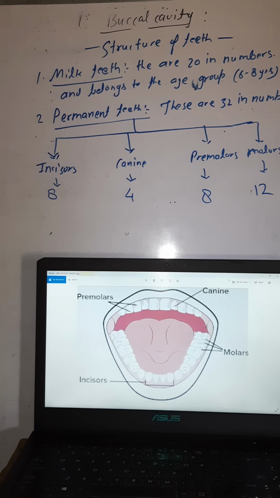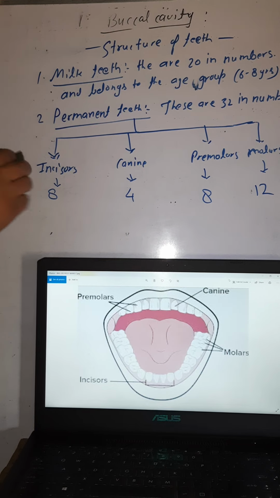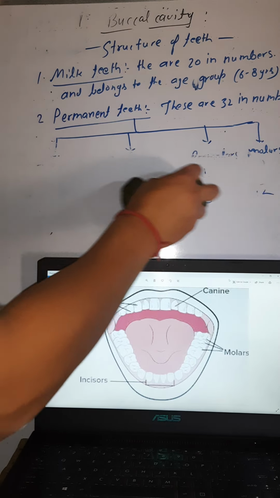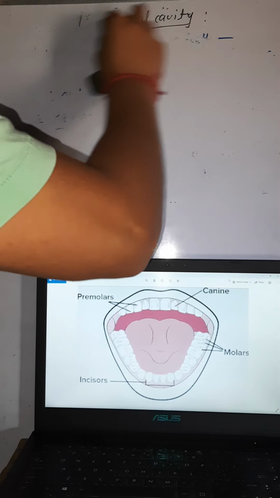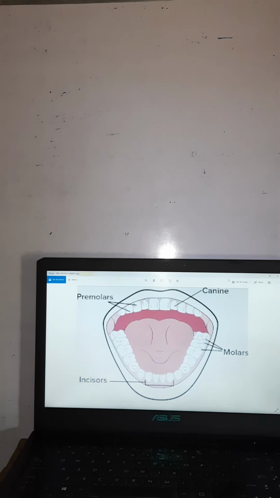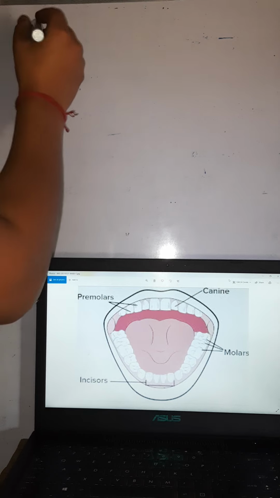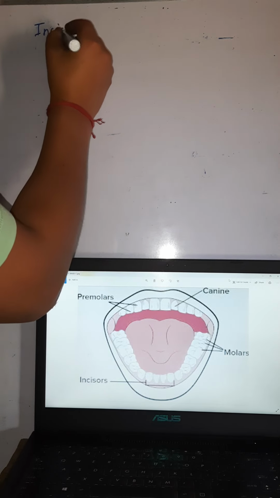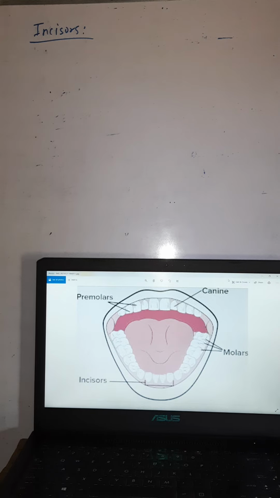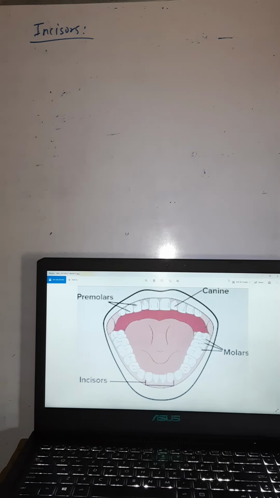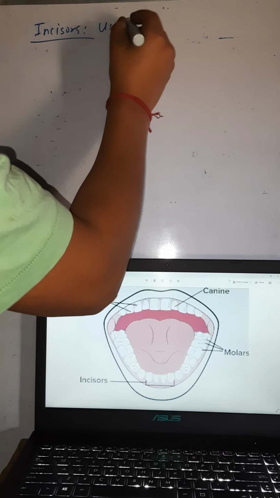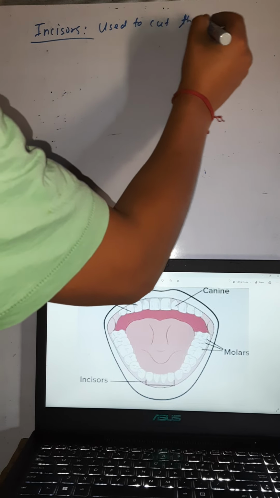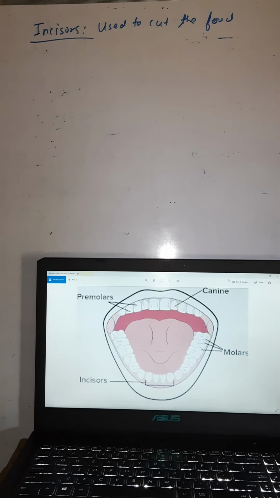So let's write the function of the different teeth here. First let me erase this, and then I'm going to write the function of the incisor, then canine, premolar and molar. First I am writing about incisors. What is the function of the incisor? The function is to cut the food. So incisor teeth are used to cut the food.